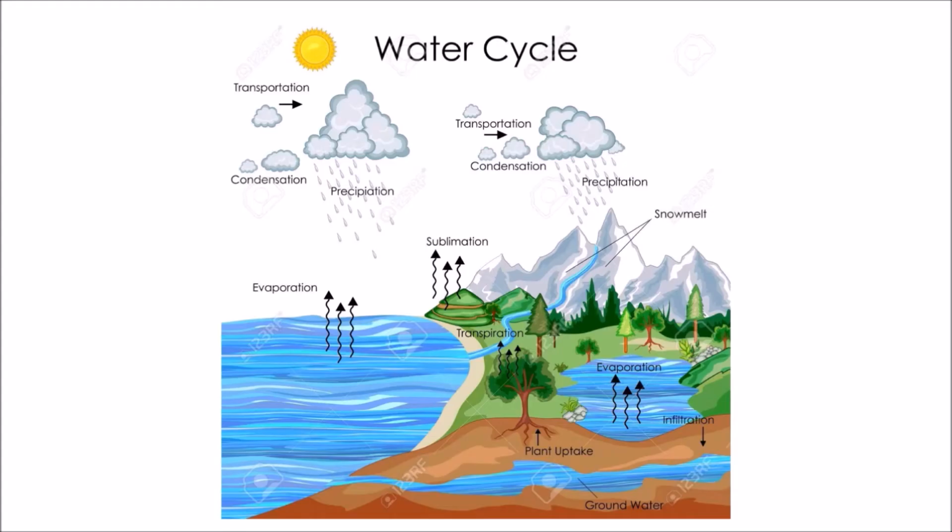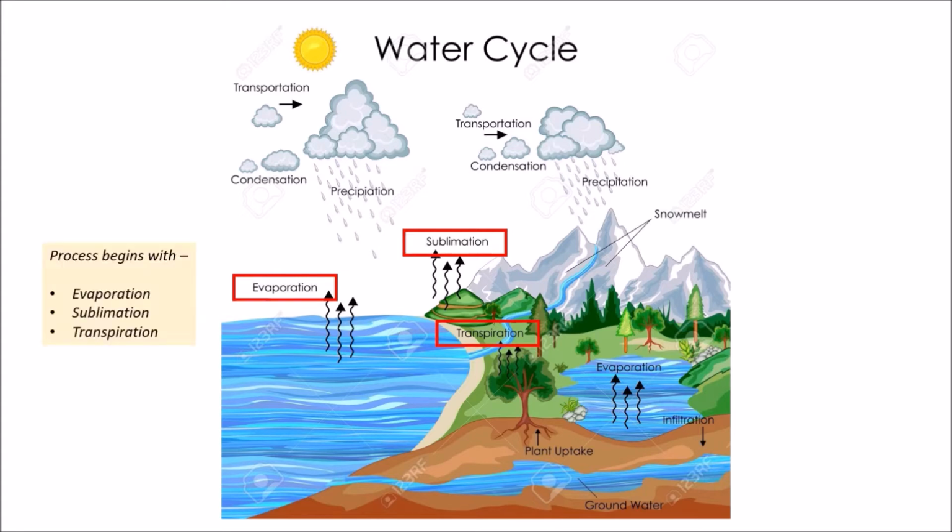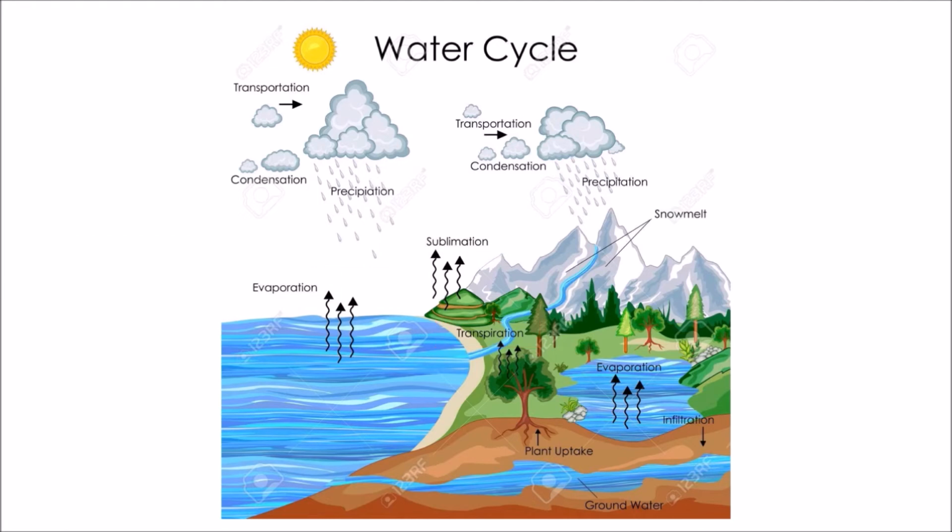If we look at the diagram, we see the process is cyclical in nature, which begins with evaporation, sublimation or transpiration. These three parallel processes together add water to the air in the form of water vapors. So the process begins with three parallel processes: evaporation, sublimation and transpiration. Now let's see where it ends. The process ends with rainwater falling into water bodies directly or through surface runoff, or seeping into the ground through the process of infiltration.